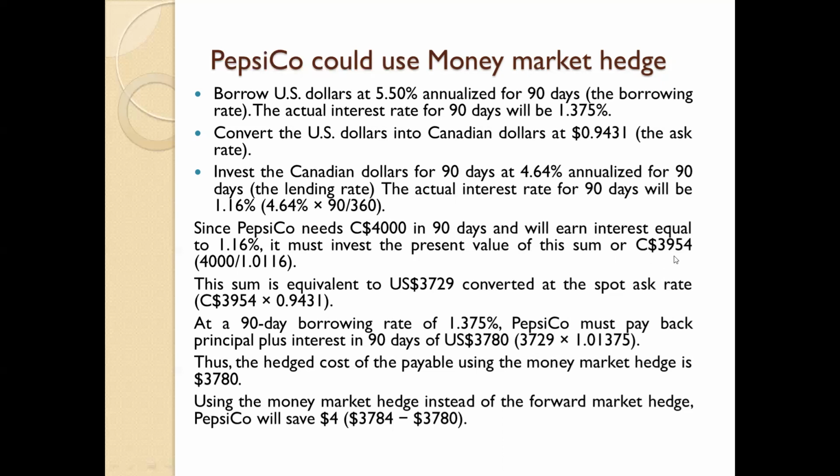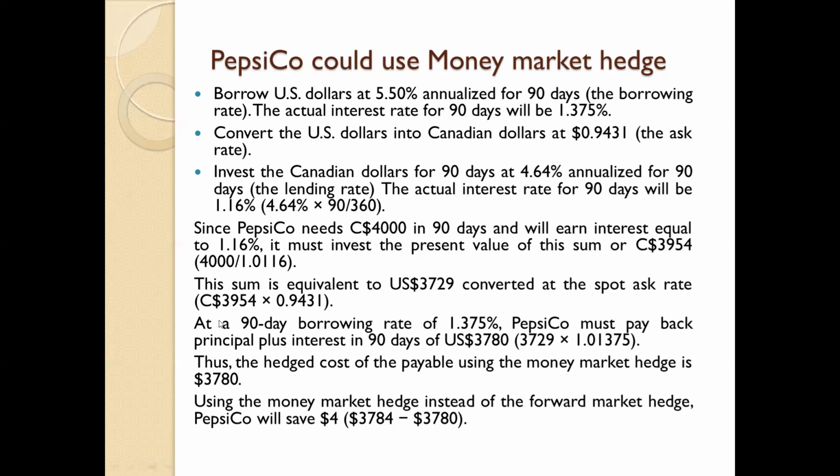That is financial management, not international finance. So you have to invest Canadian dollar 3,954 in order to obtain Canadian dollar 4,000 after 3 months. That Canadian dollar amount is exactly equal to US dollar 3,729 when converted at the ask rate. So to invest Canadian dollar 3,954, he needs US dollar 3,729.